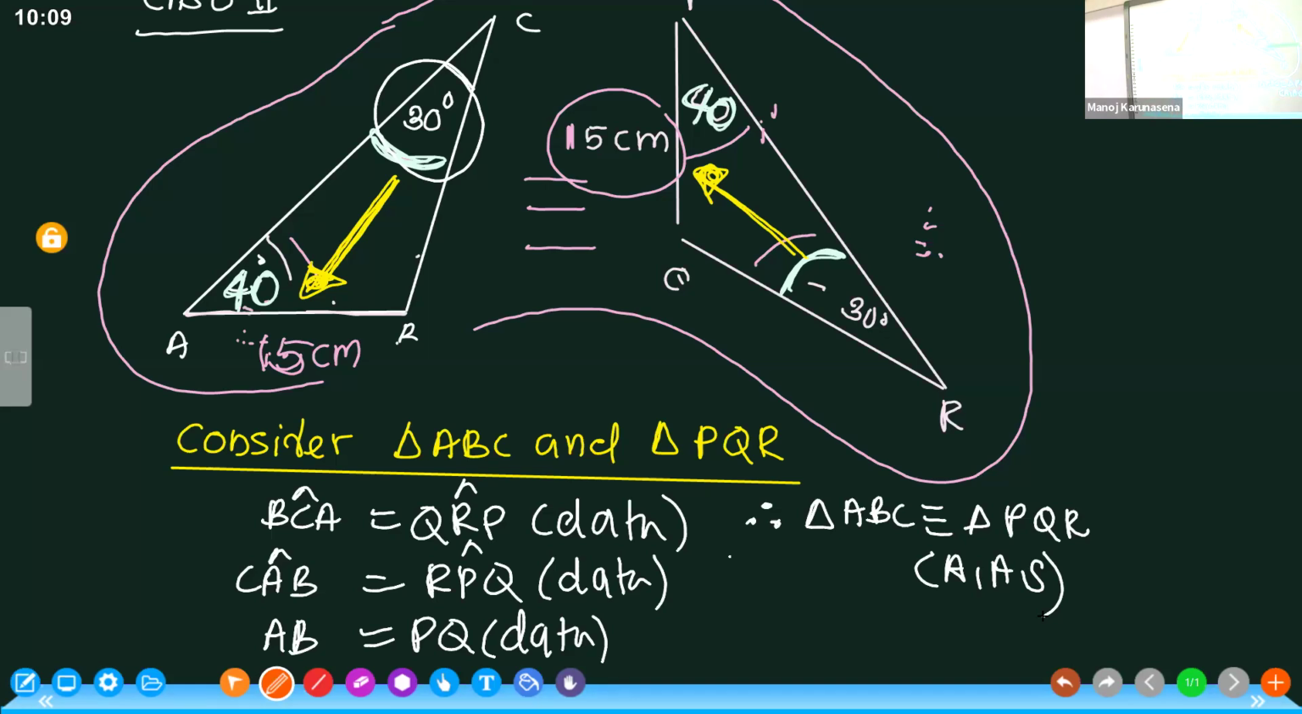Again, here also corresponding elements of these two triangles are equal.